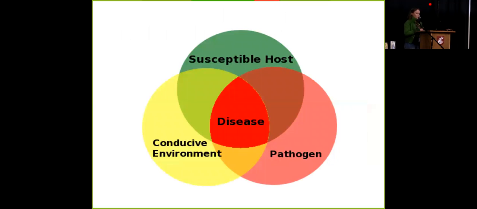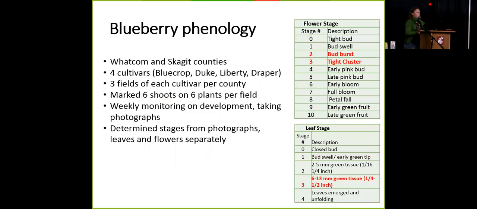Now, moving on to the third and last factor involved in the primary infections, which is the susceptible host. In highbush blueberry, we know that there are specific stages of the crop that need to be susceptible for mummyberry. For the flower stages, I indicated that in the tables on the slide. You see the different stages in flower bud development, and in red, I indicated the stages that are known to be the susceptible stages for mummyberry. The same story goes for the leaves. The leaves are susceptible when about 6 to 13 millimeters of green tissue is available.